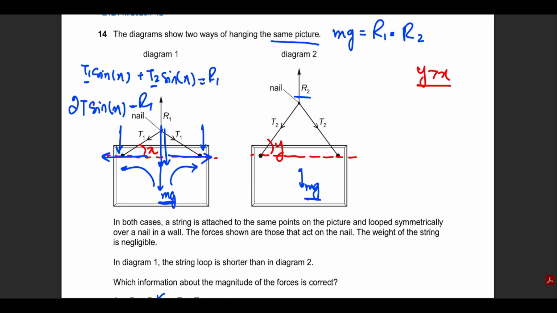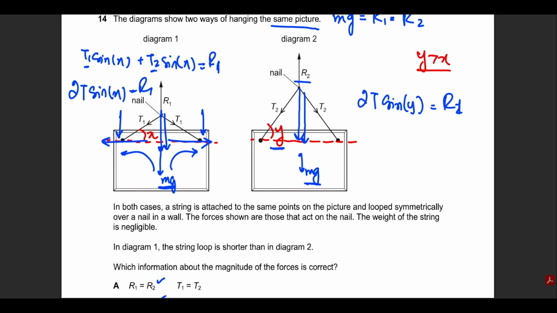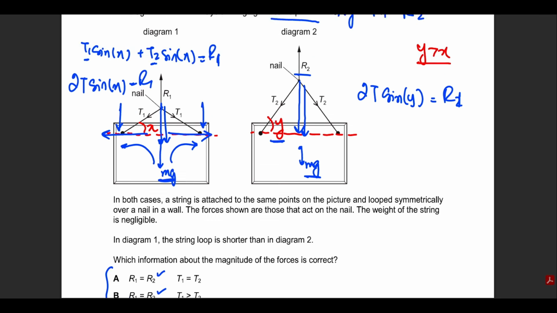Now here, we can develop the same strategy, because there are two components. They're going to be two arrows pointing downwards with angle y this time. So this will simply be 2T sine of y equals R2. And we understand that they're both exactly the same, so it doesn't matter if I write down R1 or R2. We established that at the very beginning.